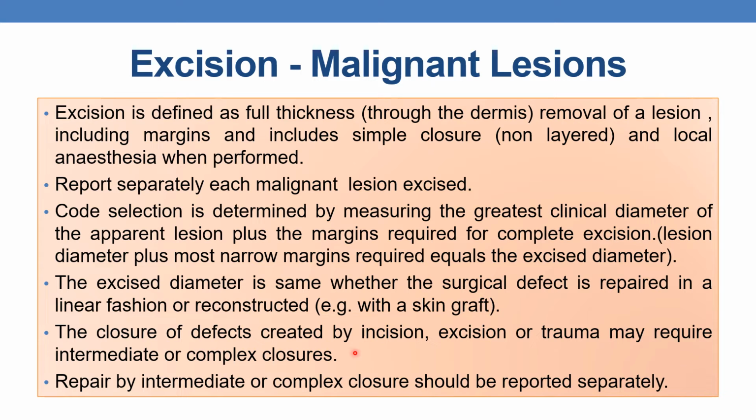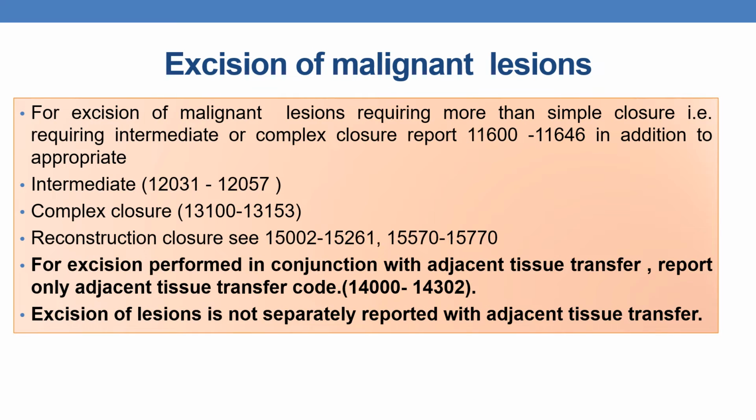And for closure of defects created by incision, excision or trauma, which may require intermediate and complex closures, in such cases you need to report the intermediate and complex closure codes in addition to the excision codes. For excision of malignant lesions requiring more than simple closure, that is requiring intermediate or complex closure, report the 11600 to 11646 series in addition to the appropriate intermediate or complex closure codes. For reconstruction closure, see 15002 to 15261.